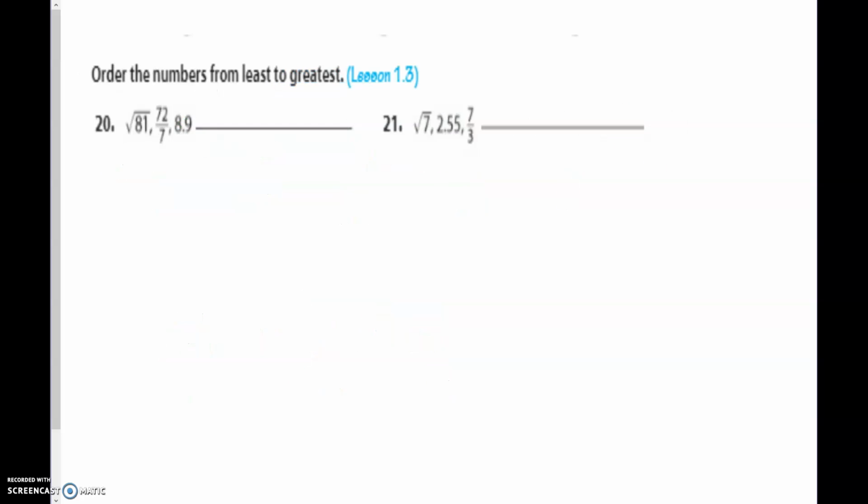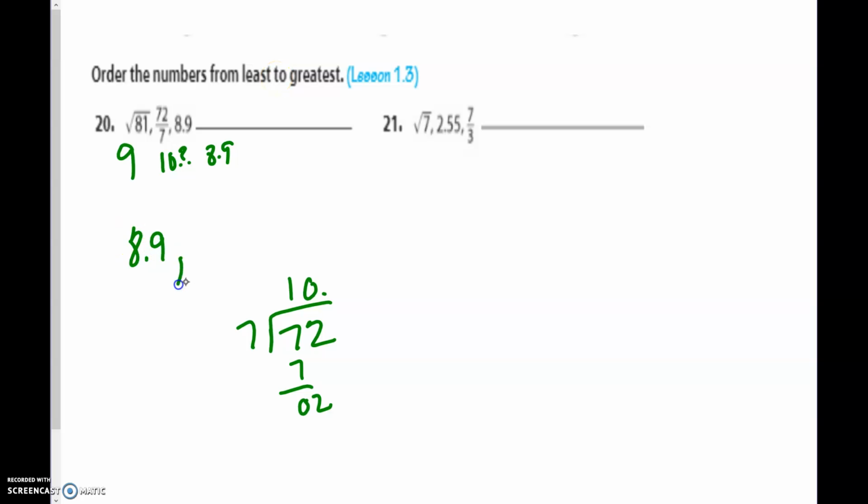All right, going on here to the last few problems. We have the square root of 81 is 9. Now, 72 divided by 7. If we're doing long division and it's 72 and a 7, that goes in here 1, and then that's going to be 0. So this is going to be 10 point something, and then 8.9. Now they want the least number. Well, the least original number is 8.9. And then my next number is going to be 9, which is the square root of 81. And the biggest number here is 72 over 7, because it's going to be 10 point something.